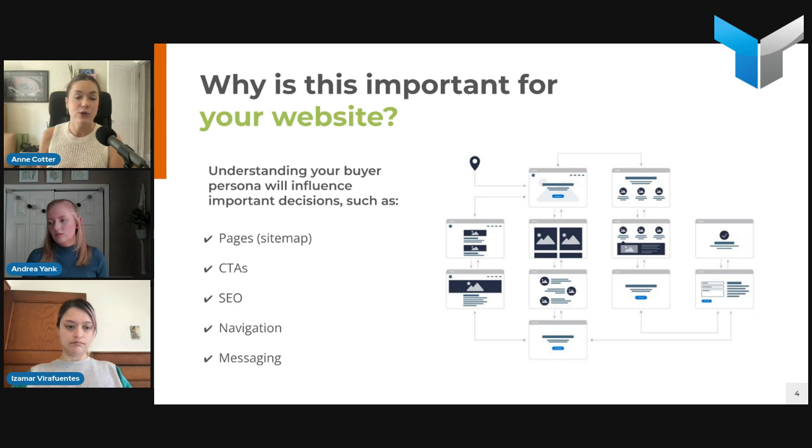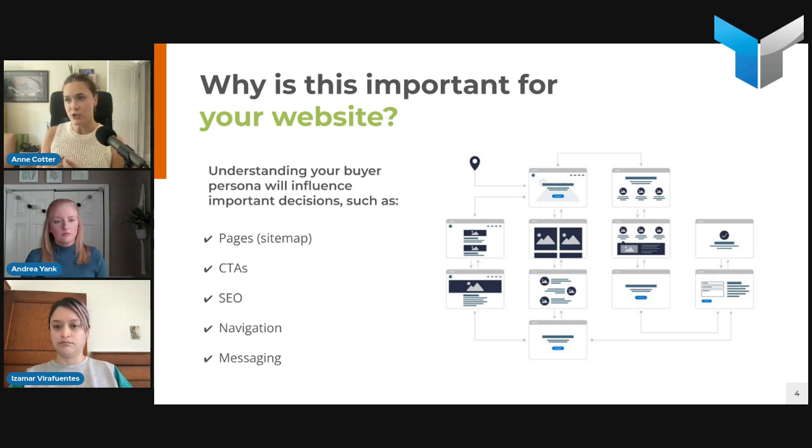And then SEO. So, what is it that they're searching for or Googling or looking up when they're in that research phase? Those are keywords or things you might want to incorporate in the actual content or messaging of your website. And going back to the pages, it can also influence what pages are on your website. If you're seeing specific keywords or specific questions that your audience researches or looks up regularly, you might want to consider including that as a page on your website.